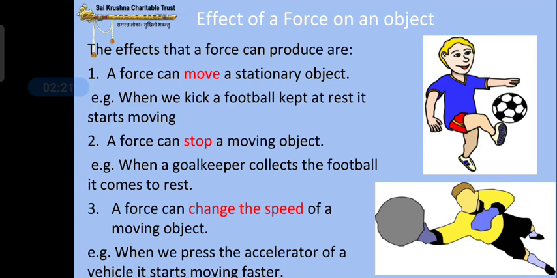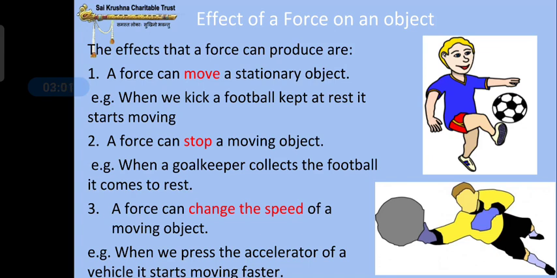When you apply a force, it can move a stationary object, which means if an object is at rest, then it starts to move. An example is when we kick a football kept at rest, it starts moving. The second effect is a force can stop a moving object. For example, when a goalkeeper collects the football, it comes to rest. The football was under motion, then when the goalkeeper collects it, it comes to rest.